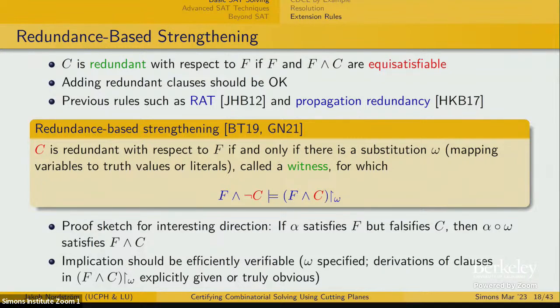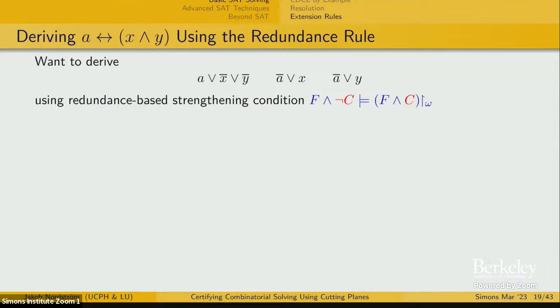How is the composition defined? I'm applying omega first, and then once I've applied omega, I apply alpha. So you should think of omega as a local patch. If alpha is not quite a good assignment because it violates C, then by applying omega first and then alpha, I get a patched truth value assignment that is guaranteed to take care of both what I had before and the new clause. In some moral way this is essentially what extended resolution is also, but I think this is a nicer way of thinking about it. It also generalizes the so-called RAT rule, which I won't even explain. Now let's quickly see that I can get these clauses by this so-called redundance-based strengthening rule.